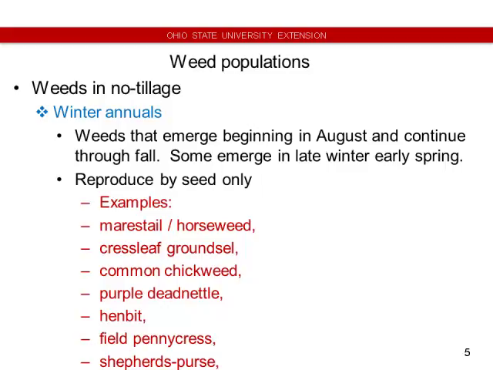Common chickweed is a really big prevalent problem in no-tillage crop production. It creates a dense mat and is an attractant for cutworms into our corn problems, and that gets us into some insect issues. Purple dead nettle and henbit: purple dead nettle is a host to the soybean cyst nematode, so we can increase our soybean cyst nematode populations by allowing the purple dead nettle to be present. So we need to be careful about that.